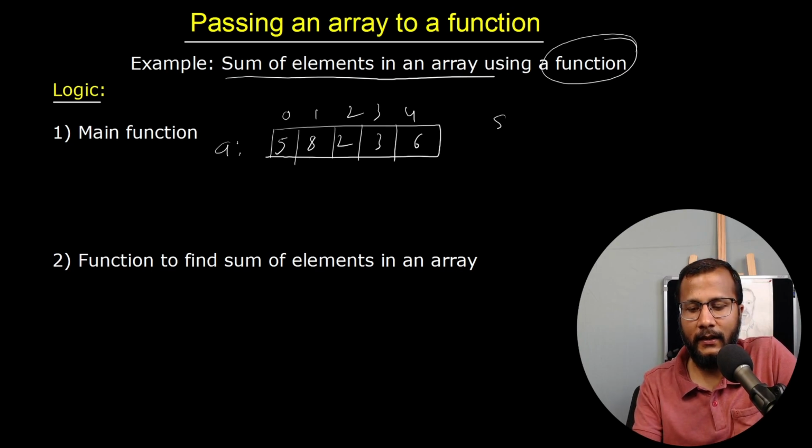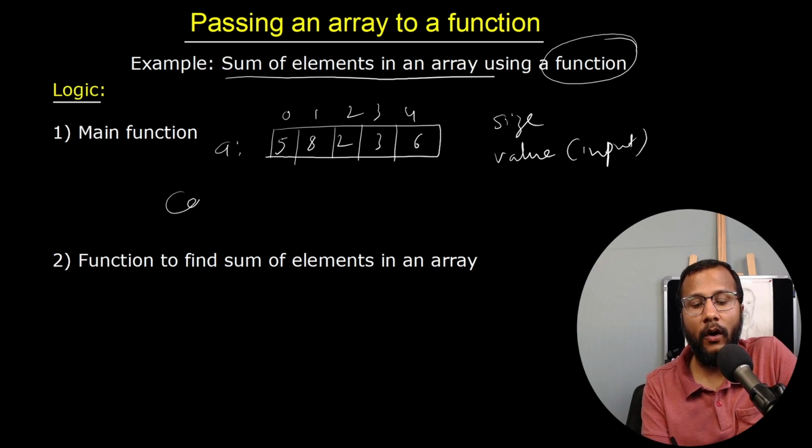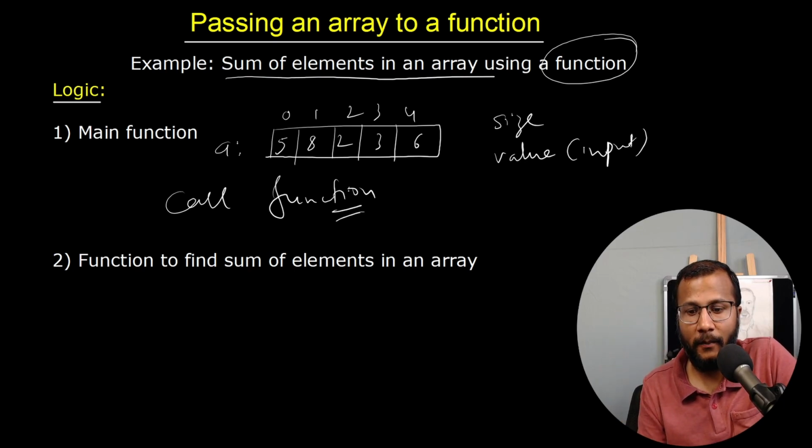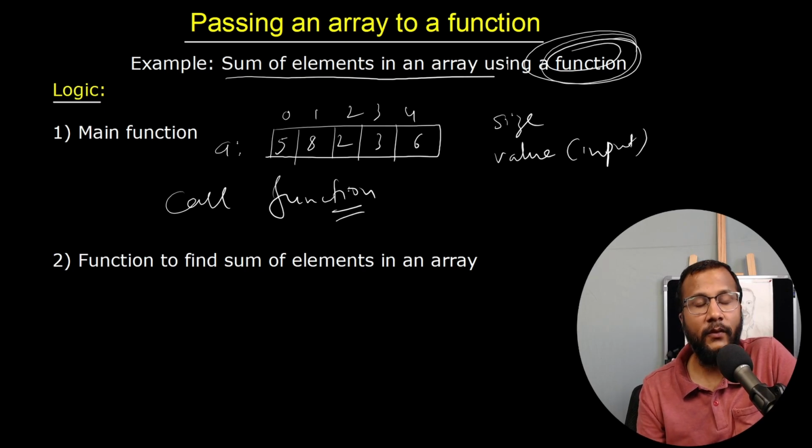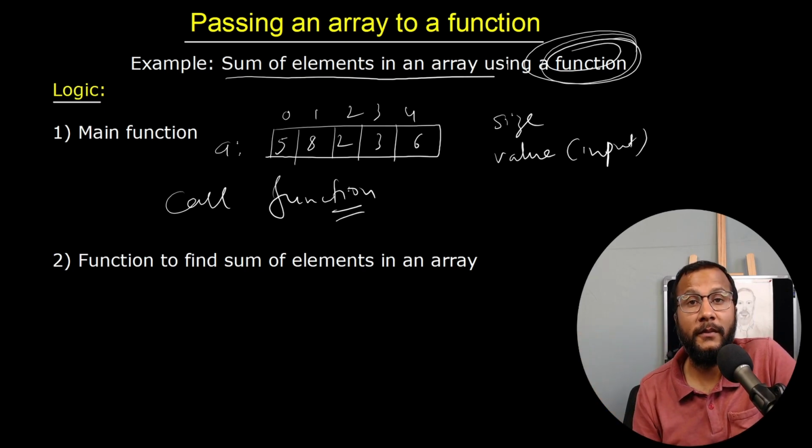The size of the array should be decided in the main function. The values in the array should be taken as input in the main function, and the main function should call a function to perform the sum. Main function is not going to do the sum because we are going to do the sum using a function. That is the requirement.